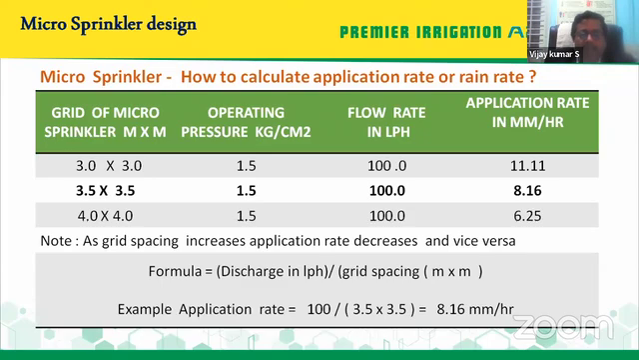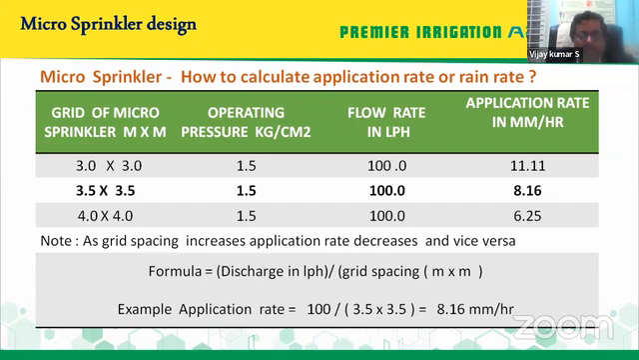In the next step, we will have to calculate what is called an application rate or a rain rate. That means if I operate the sprinkler or a set of sprinklers for 1 hour, how much water is it going to give in millimeters per hour? This calculation is very critical, because if you give a higher application rate in an area where the soil is clayey, then the water is going to run off. You will have to match your application rate to the soil type.